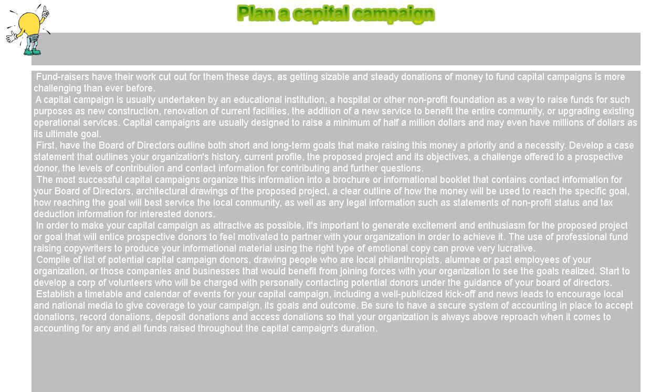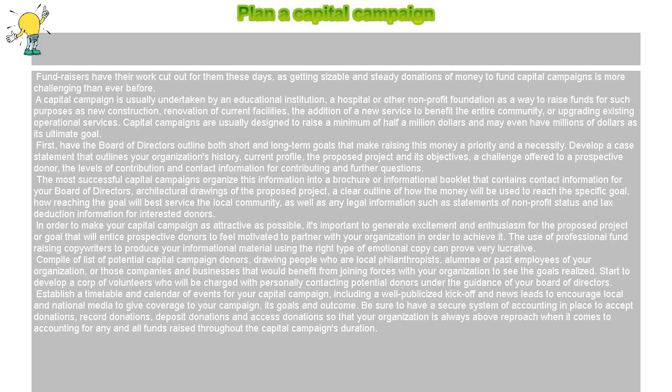In order to make your capital campaign as attractive as possible, it's important to generate excitement and enthusiasm for the proposed project or goal that will entice prospective donors to feel motivated to partner with your organization in order to achieve it. The use of professional fundraising copywriters to produce your informational material using the right type of emotional copy can prove very lucrative.